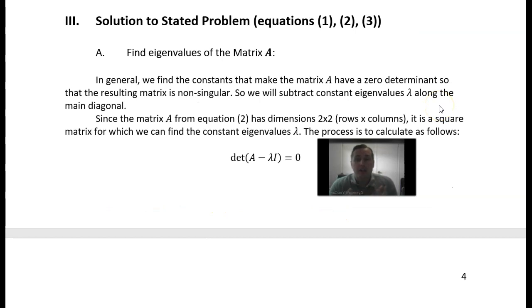So, how do we get started in actually solving this problem? First, we need to find the eigenvalues of matrix A. In general, we can find constants that make the matrix A have a 0 determinant, so that the matrix is singular. So we subtract constant eigenvalues lambda along the main diagonal. Since the matrix A from equation 2, which was the definition of the matrix, has dimensions 2 by 2, that's rows by columns, it's a square matrix, and we can find those constant eigenvalues. The process is the determinant of A minus lambda I equals 0.